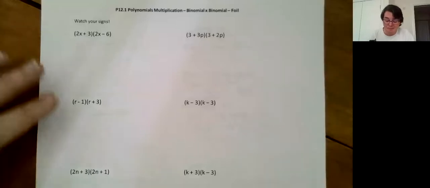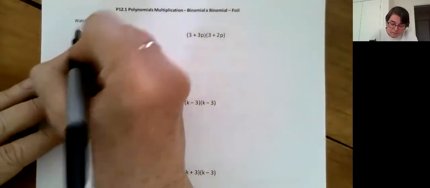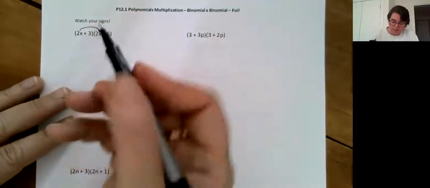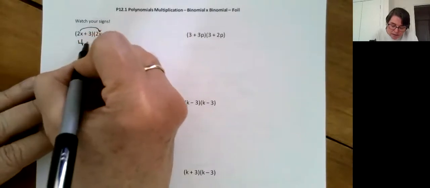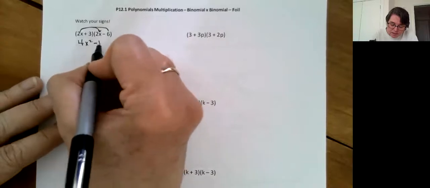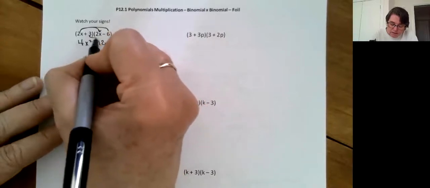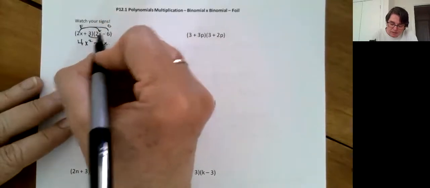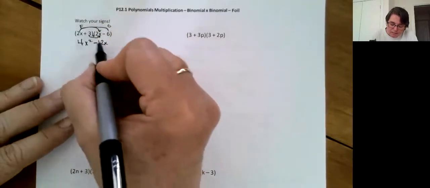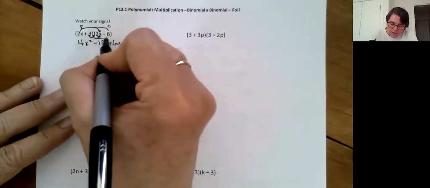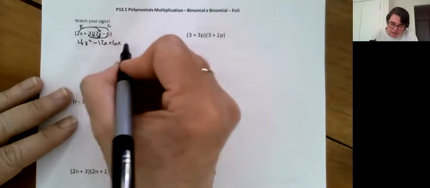Okay, so we're going to FOIL. We are going to distribute twice. So there's my f, 2x times 2x. Oh, my hand's in the way. This is 4x squared. 2x times minus 6 is minus 12x. 3 times 2, so this is my f, this is my o, this is my I. 3 times 2 is plus 6x, and 3 times minus 6 is minus 18.